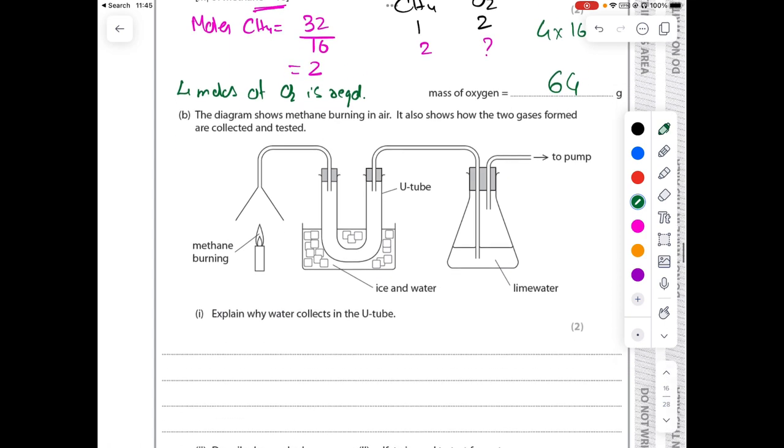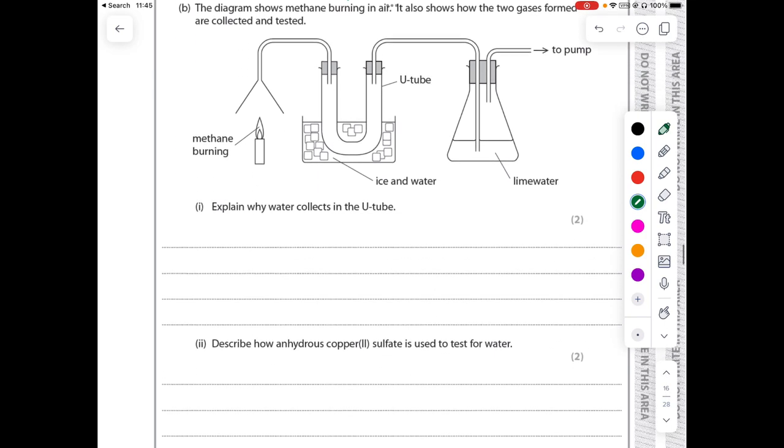The diagram shows methane burning in air. It also shows how two gases are formed, collected and tested. Explain why water collects in the U-tube. Because it is the condensed form of vapor. It is condensed from vapor to liquid by ice and water.